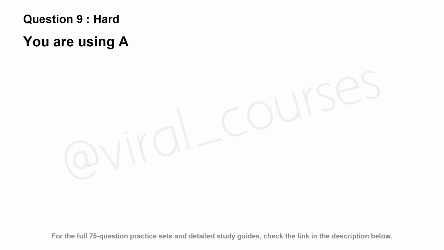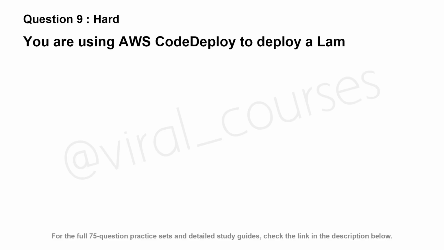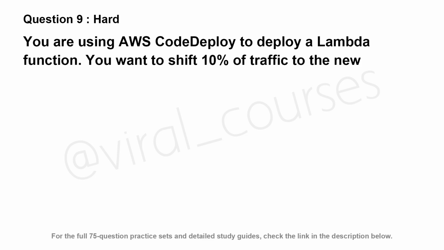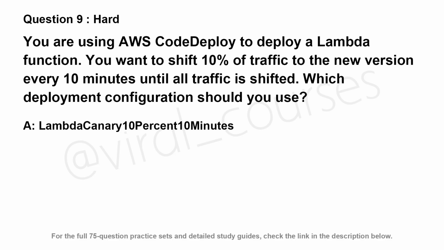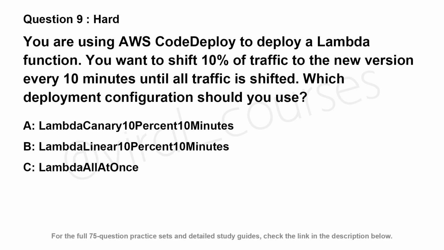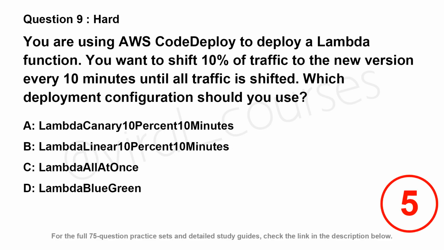You are using AWS CodeDeploy to deploy a Lambda function. You want to shift 10% of traffic to the new version every 10 minutes until all traffic is shifted. Which deployment configuration should you use? Option A. Lambda Canary 10% 10 minutes. Option B. Lambda Linear 10% 10 minutes. Option C. Lambda All at Once. Option D. Lambda Blue-Green.